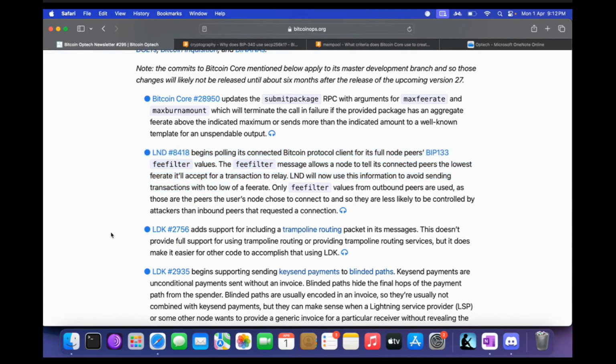LDK PR 2756 adds support for including a trampoline routing packet in its messages. This doesn't provide full support for using trampoline routing or providing trampoline routing services, but it does make it easier for other code to accomplish that using LDK.